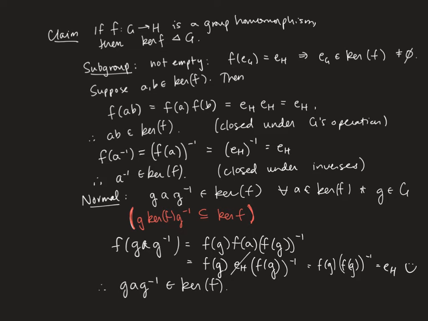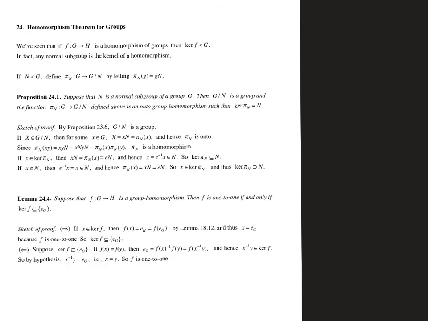So the kernel here is a normal subgroup of the domain, which is pretty nice. One of the things that we're going to do is figure out how to make a quotient group using a group homomorphism. So what we just showed was that the kernel of f is a normal subgroup of G. And what we're going to show next is sort of a converse to that: if we take a normal subgroup, we can build a homomorphism where it is the kernel.